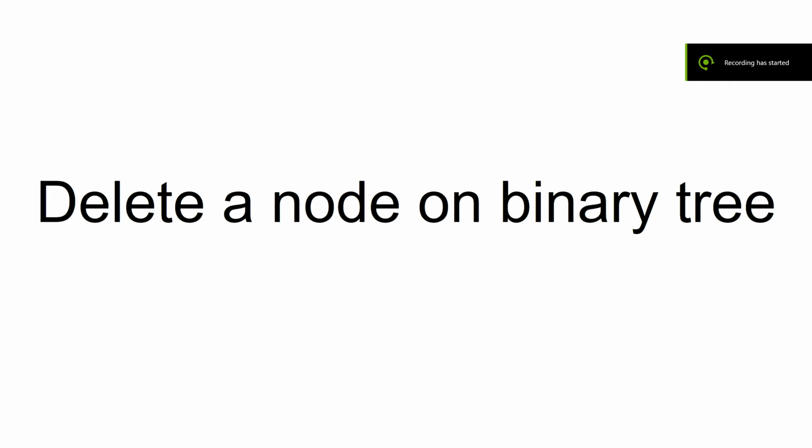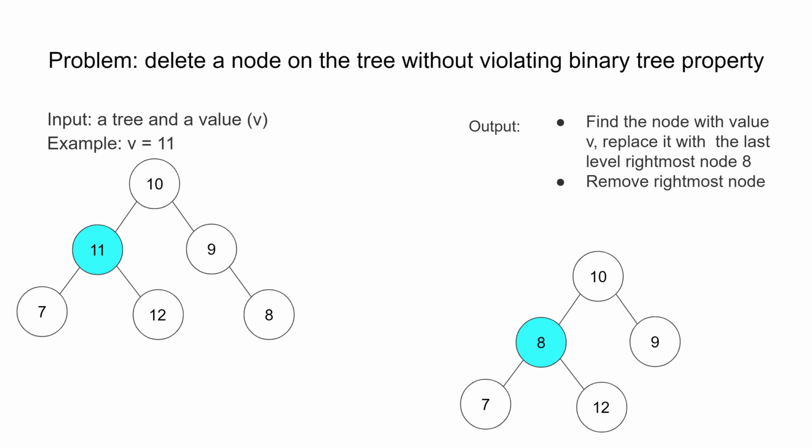In this video, I'll show you how to delete a node on a binary tree using a program in Python. The problem is that you have to delete a node on a binary tree without violating the binary tree property, which is that each node has a max of two children, a left child and a right child. So the input is a tree and a value v.